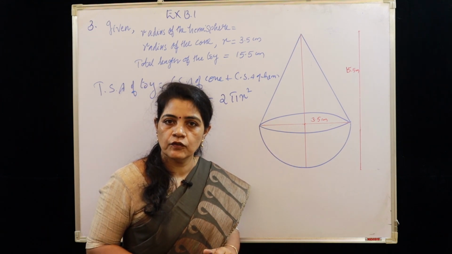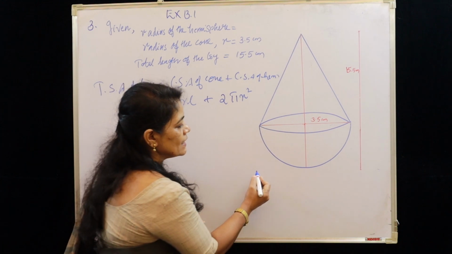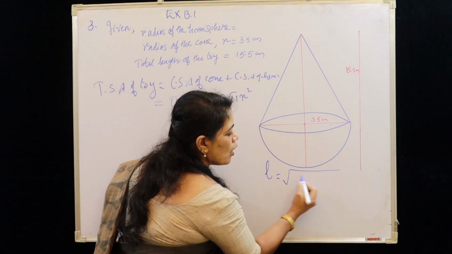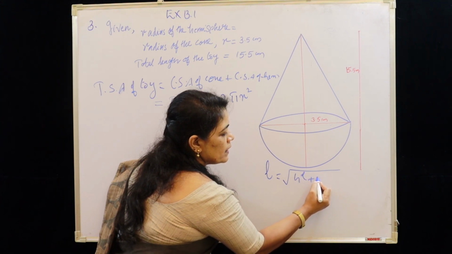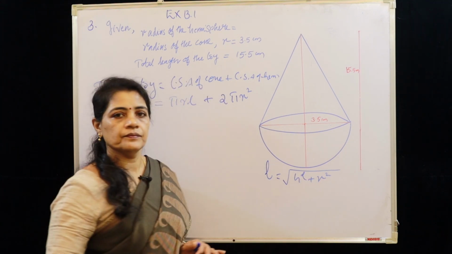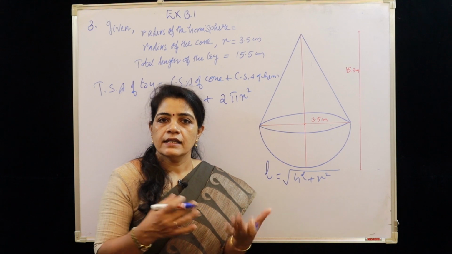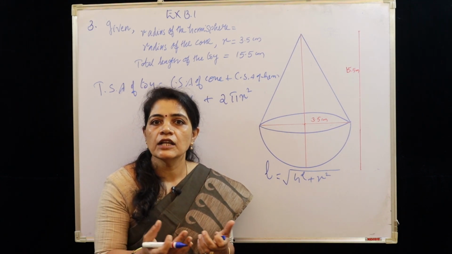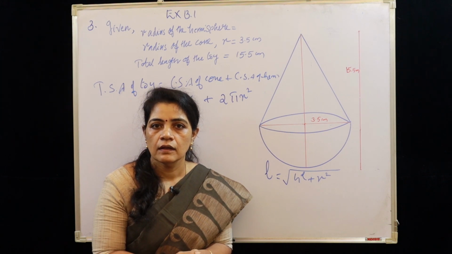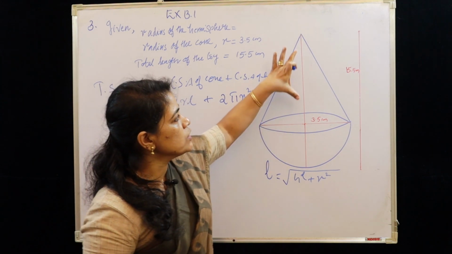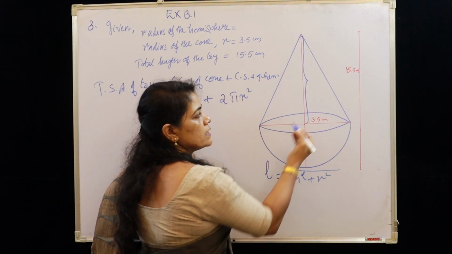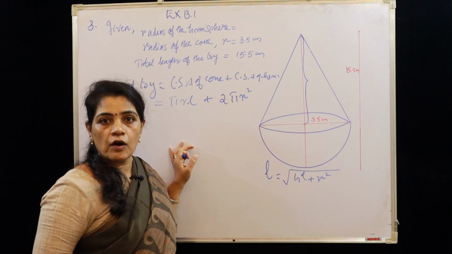What is the slant height of the cone? We usually represent the slant height by L, which is equal to root of h square plus r square. Here h is the height of the cone, but the height of the cone is not given. Is it clear, children? The height means from this point to this point. The height should be found first.